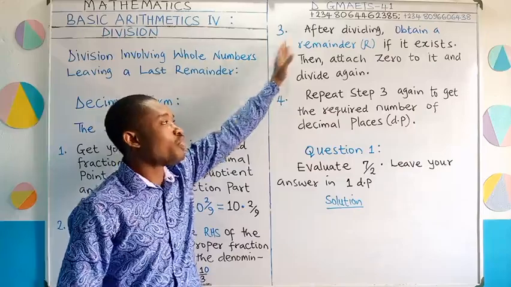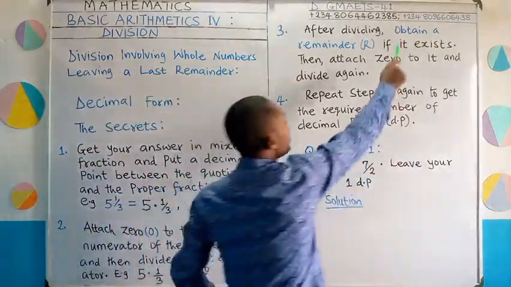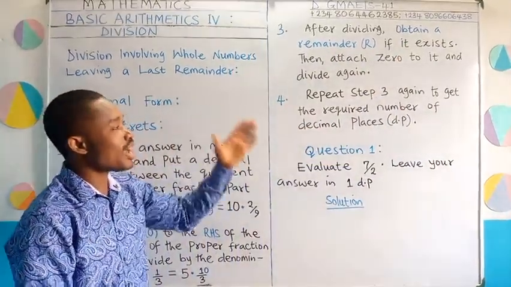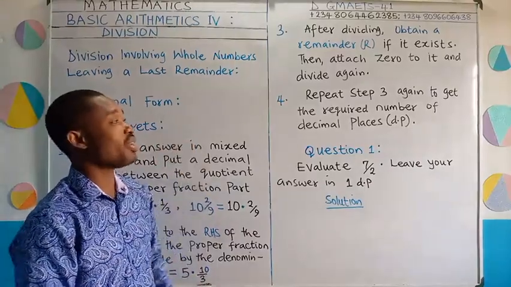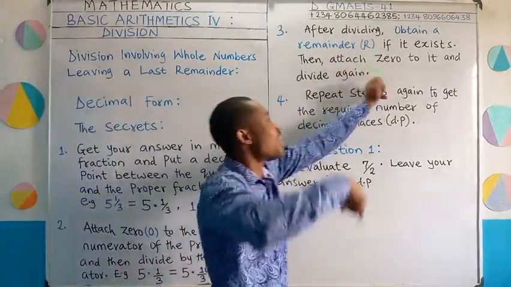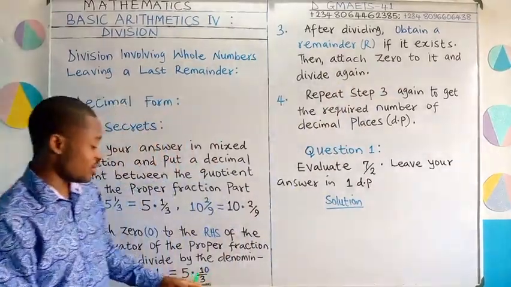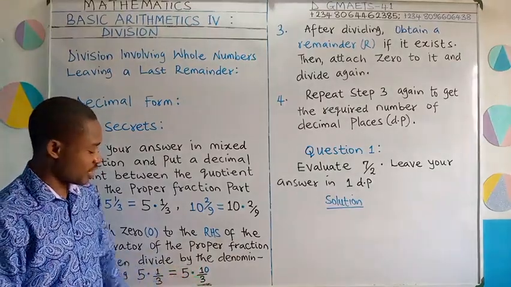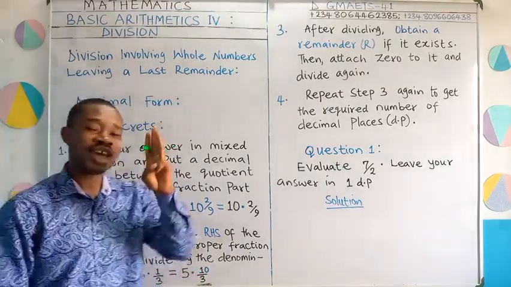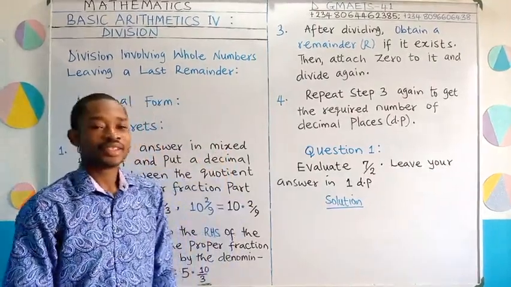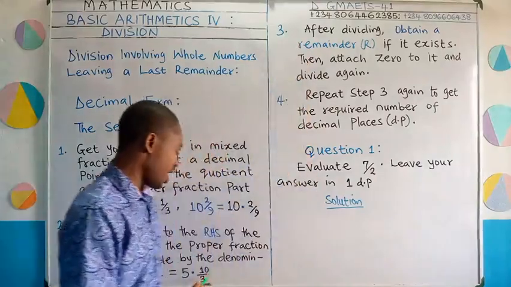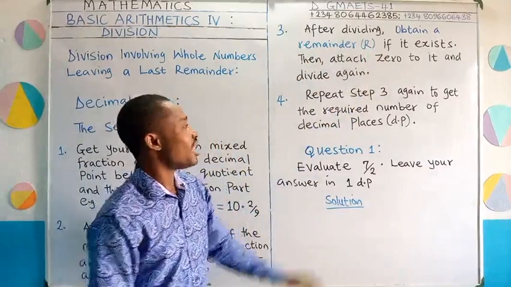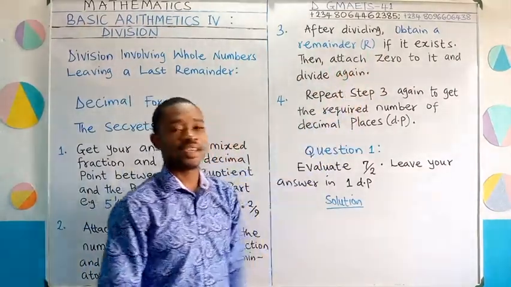After dividing, point number 3 is now telling you to obtain a remainder if it exists. Once you've obtained that remainder, attach 0 again to that remainder and divide, just like you did here. You see, after dividing, here I have 10 over 3. If you divide this 10 over 3, you get 3 remainder 1. So point 3 is telling you, after you divide, you should get a remainder if the remainder exists, and then attach 0 to the remainder and divide again.